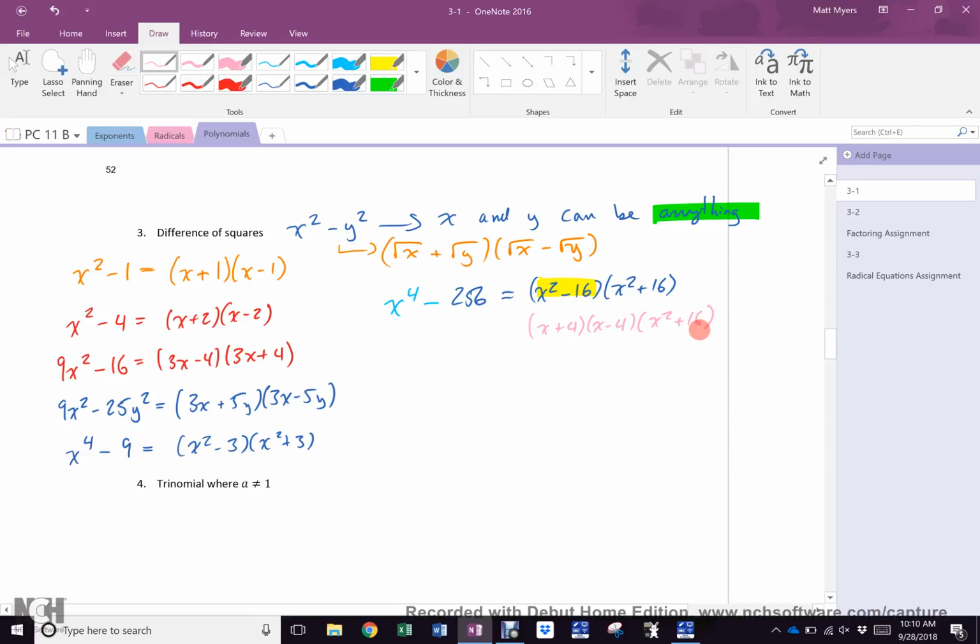Right? Okay. What about this one? This one always blows kids' minds. X to the 5th minus x. Holy crap. What do you do? You take out an x, and then you get x to the 4th minus 1, yes? Then x squared plus 1, x squared minus 1.